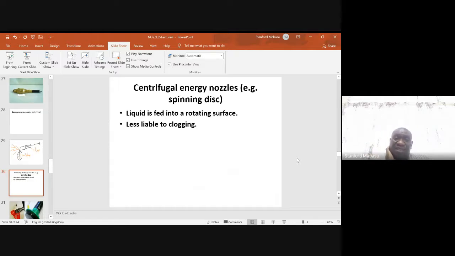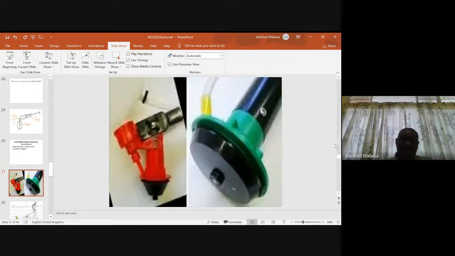The other nozzle is known as the centrifugal energy nozzle, for example, the spinning disc. Now the liquid is fed onto a rotating surface so that it can produce droplets. This is less prone to clogging. So yeah, examples. You've got this pipe here, which puts water onto something which is spinning. So it needs electricity to spin so that it can spray.